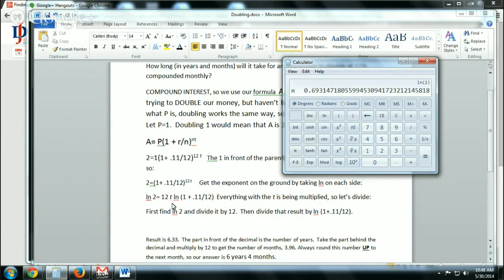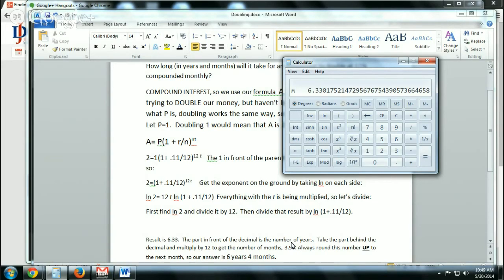We also said that we needed to divide by the things that are here with the t. So from where we are, let's first divide by 12, and then let's divide by the information that we left in our memory. The way we can get that back is our memory recall button right here. Press it, and now press equals. And now our result, rounded off, is 6.33. Now, 6.33, the part in front of the decimal is the number of years. So we already know that it's going to be 6 years.